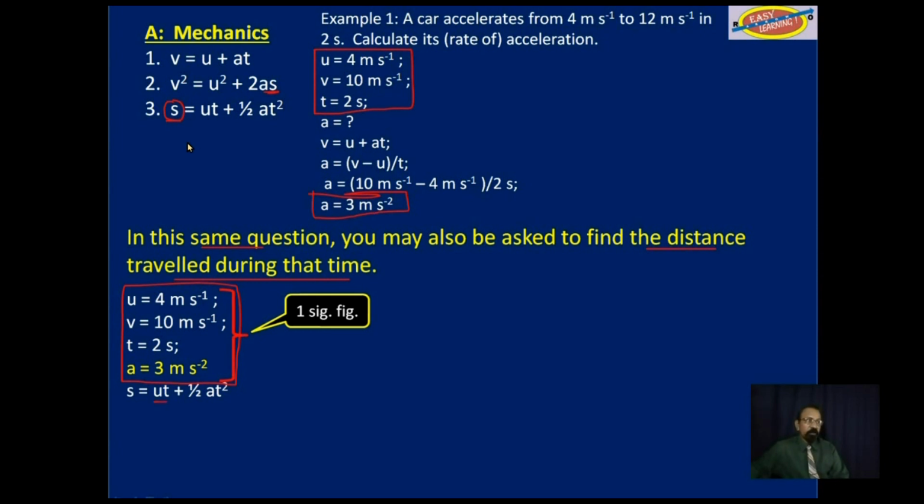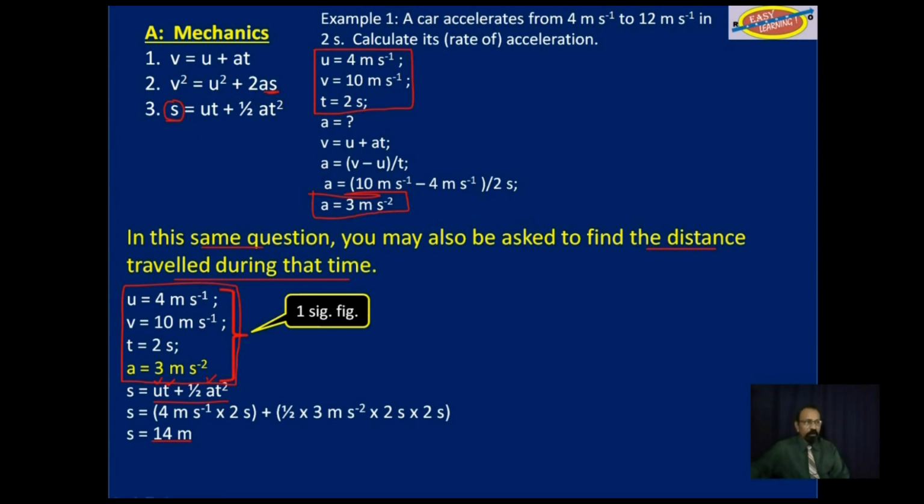S is equal to ut plus half at squared. Do we know u? Yes. Do we know t? Yes. Do we know a? Yes. So we can easily substitute those numbers in there and we get 14 meters.